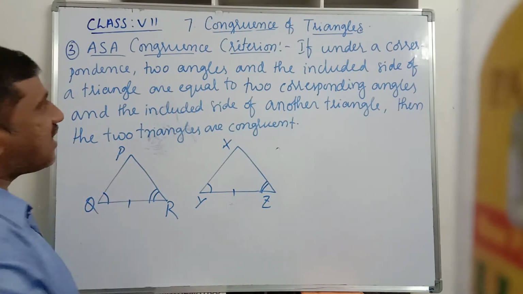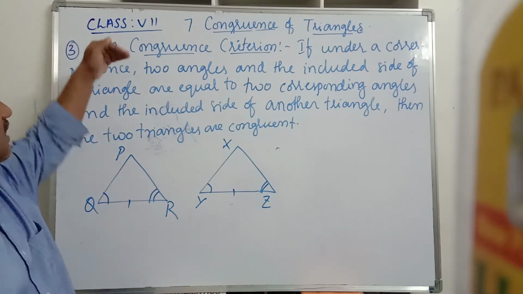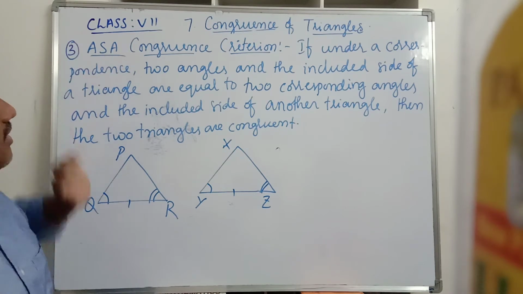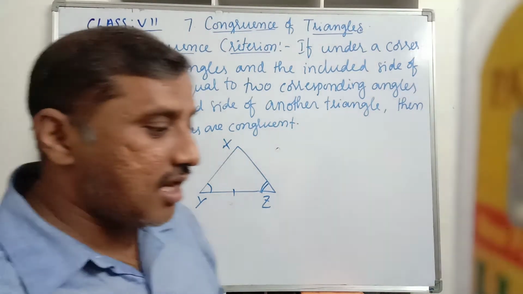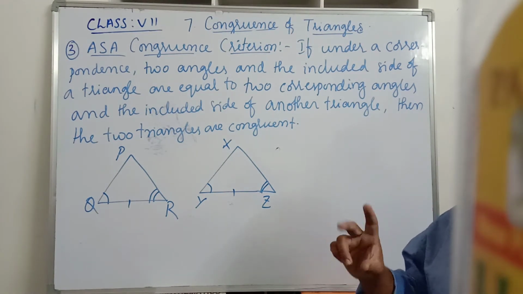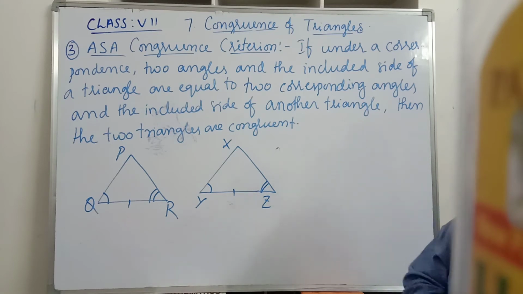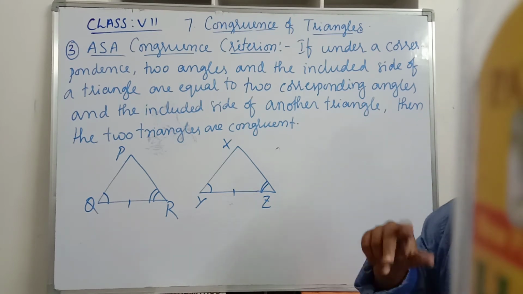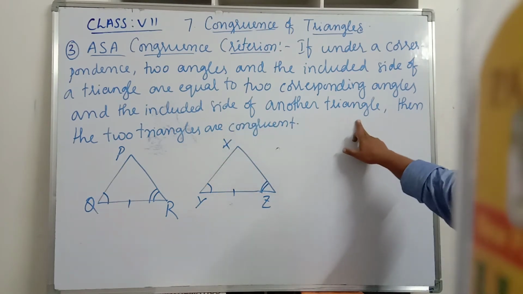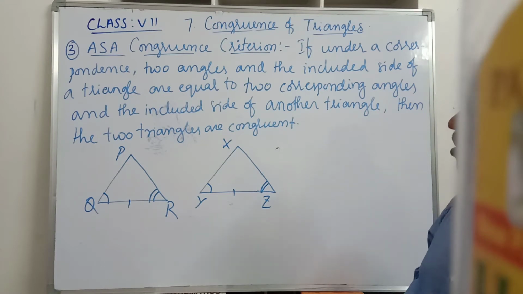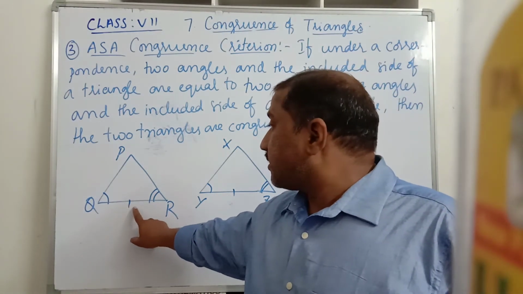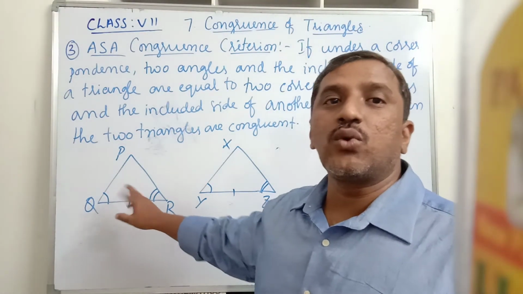Now, the third congruency criterion is ASA congruency criterion. Angle, side, angle. So, if under a correspondence, two angles and their included side of one triangle are equal to two corresponding angles and their included side of another triangle, then the two triangles are congruent. Here included side means the side of the triangle where the two angles are formed.